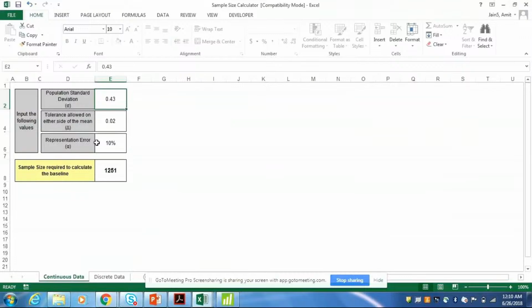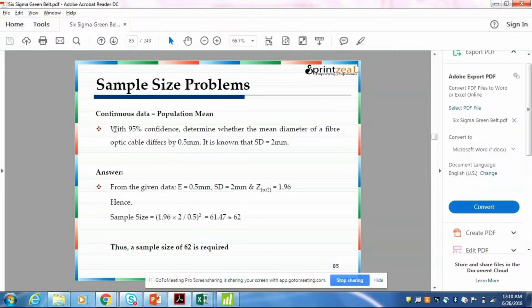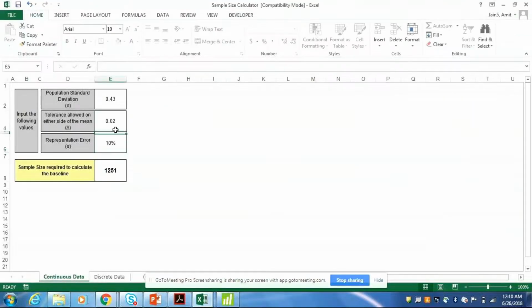So what we have here, we have put in the formulas here, and there's a standard deviation population, tolerance allowed on either side of mean. So you would hear different terms. Tolerance allowed on either side of mean or delta is the same value that we have here. And then you calculate the alpha. Alpha here is 10%, which means the confidence interval we have taken is 90%.